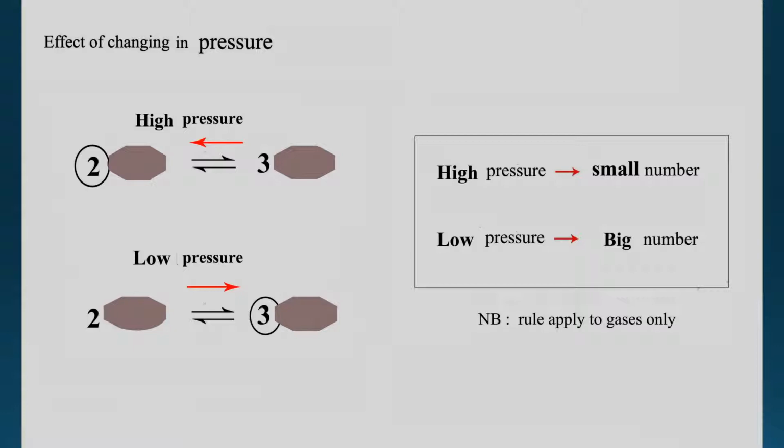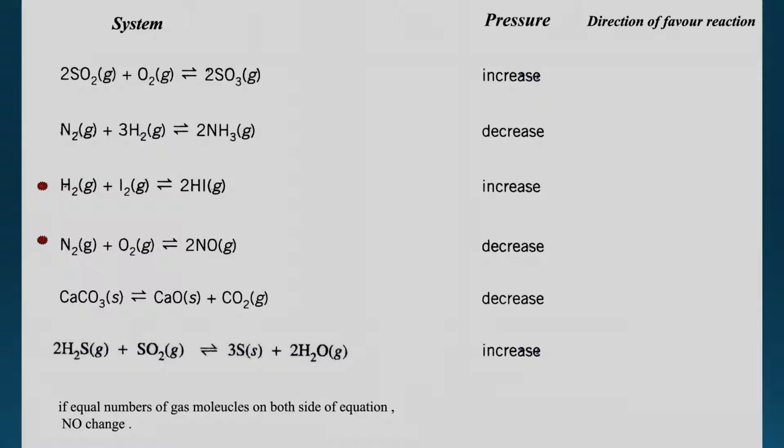Remember, this applies to gas only. So this is the second rule we learned. Now do the exercise. First, count the number: 2 SO2 and 1 O2. Equilibrium will become 2 SO3.